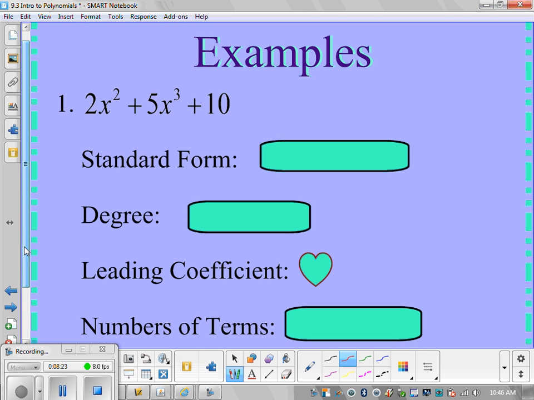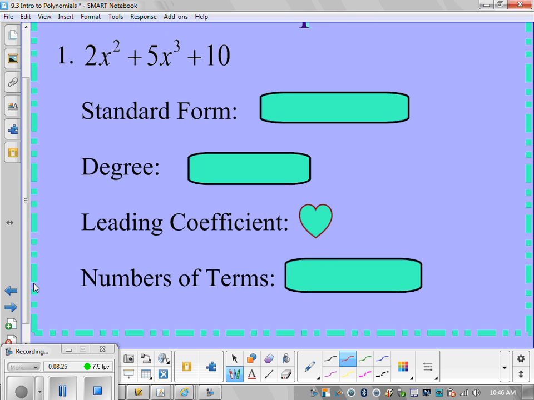Let's take a moment, look at an example. We have 2x squared plus 5x cubed plus 10. I would like you to pause, see if you can rewrite it in standard form, tell me the degree, the leading coefficient, and the total number of terms. After you've answered it, come back and check yourself.